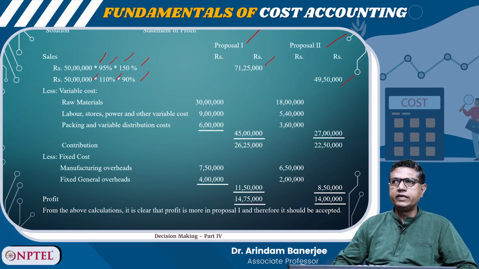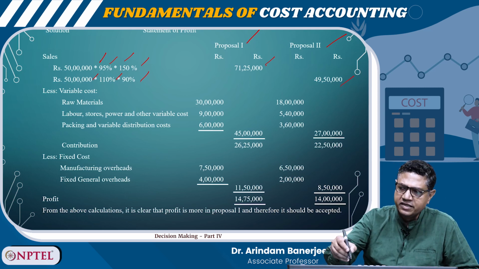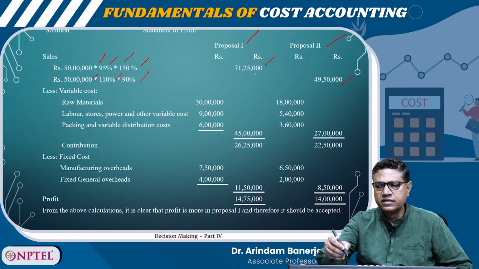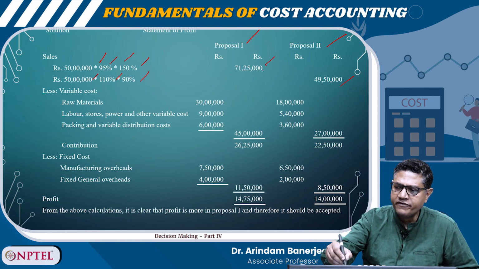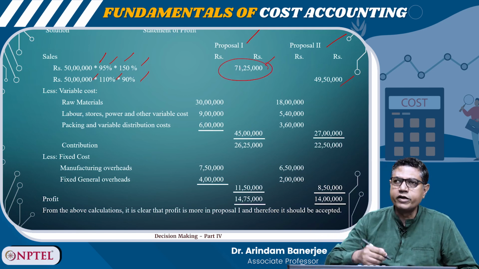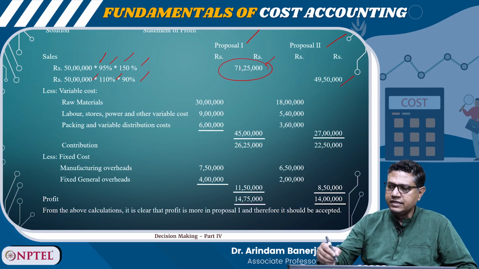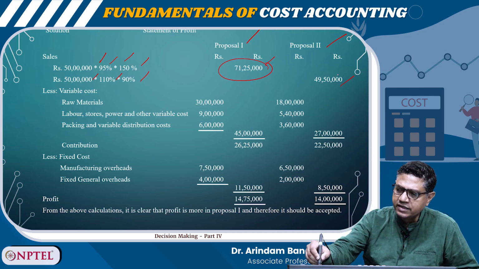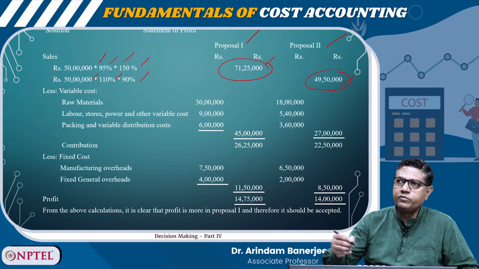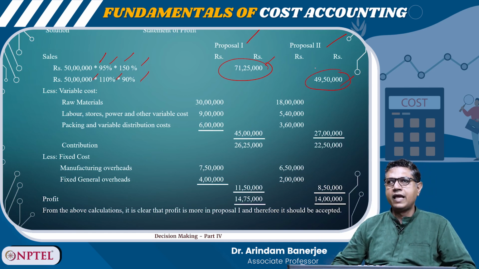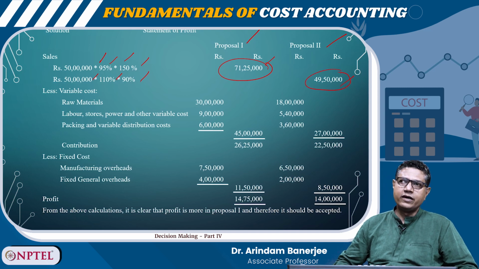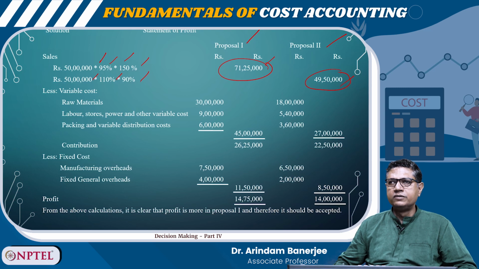So, you see there is a revenue change. Here you see the revenue change. In this case the total revenue is 71.25 lakhs and in this case it is getting drastically reduced to 49.5 lakhs. So, there is a change, but we need to take into account the cost element also. So, you will see how the cost elements are changing.